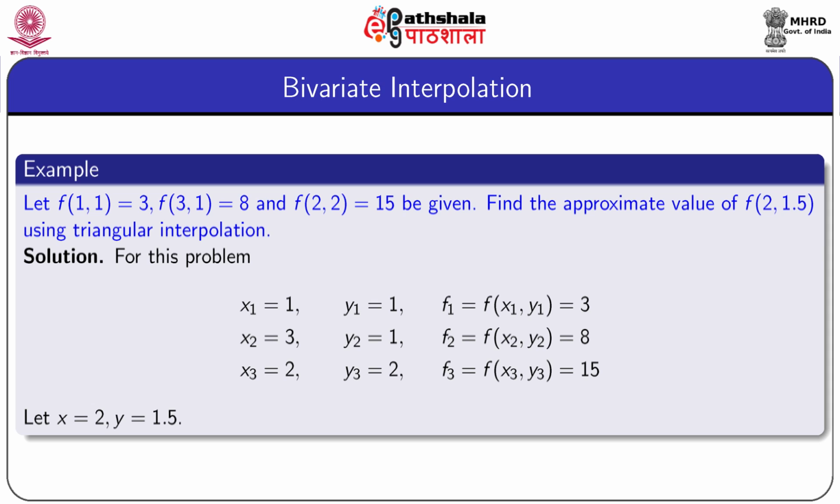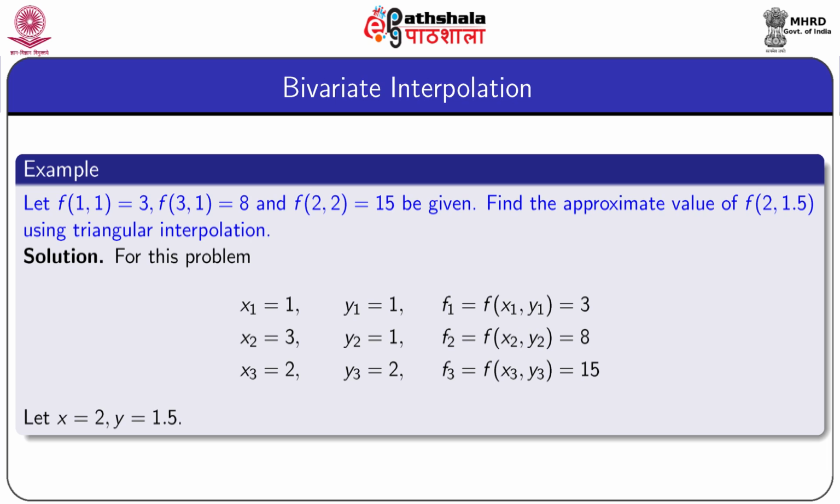This method is illustrated by an example. Here we assume that f of 1, 1 equal to 3, f of 3, 1 equal to 8 and f of 2, 2 equal to 15. These are the given values. Now, our problem is to find the approximate value of f at 2, 1.5 using the triangular interpolation method.